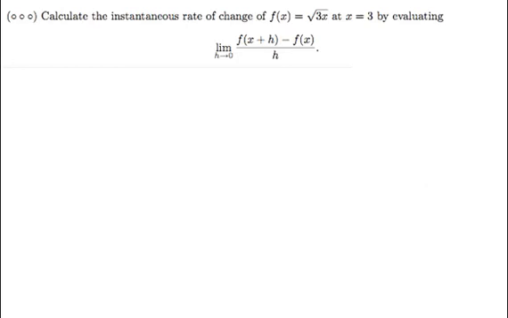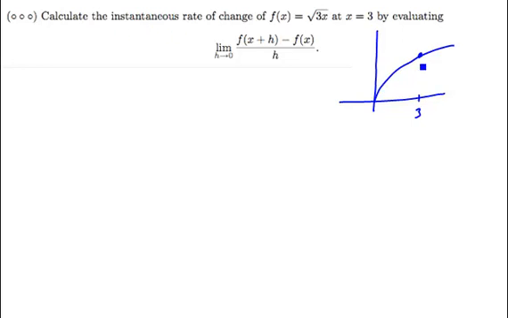In this problem, we're asked to calculate the instantaneous rate of change for the function at a particular point. The instantaneous rate of change can be visualized by thinking about the slope of the function at that particular x value. This function is a square root function, so it looks something like this. And we are at some x value 3 here.